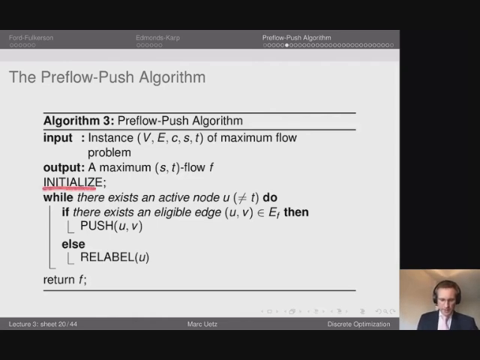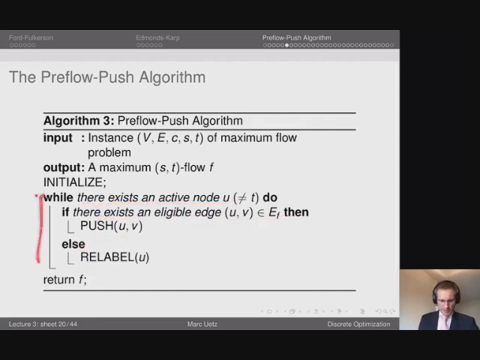So we initialize, so that, remember, that means we are pushing the maximum of flow out of S towards its neighbors. And as long as there still exists an active node U, so that's a node which has strictly positive excess, not equal to the target node. The target node is allowed to receive flow, obviously. If I have such an active node, and if there still exists an eligible edge, then I push flow along that edge. If I have an active node but no eligible edge, then I relabel. So I'm hanging that node higher.